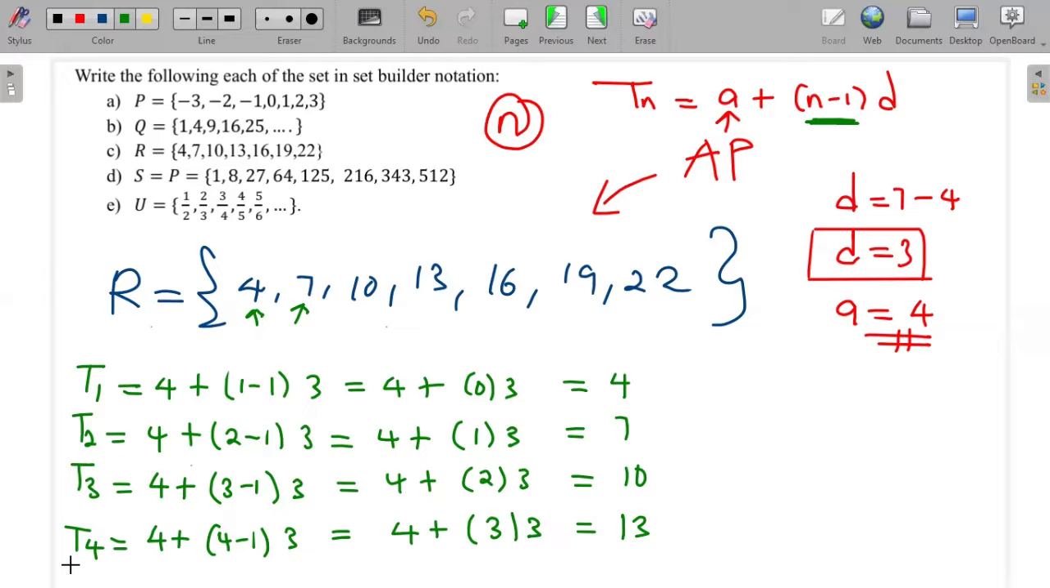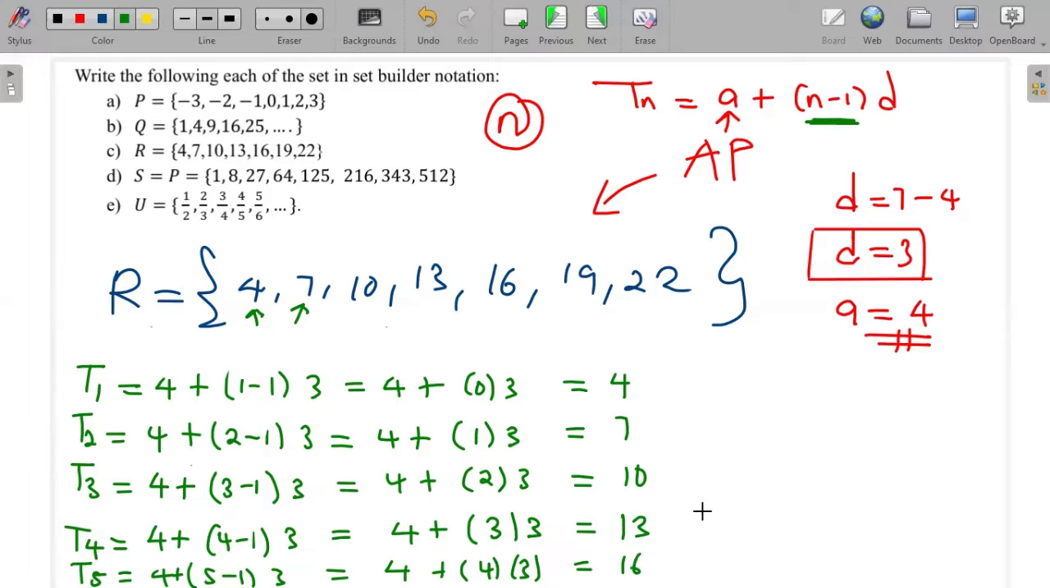Okay. What about the fifth one there with 16? So it was 4 and then plus 5 minus 1 multiplied by 3. So that will just be 4 plus 4 multiplied by 3. And then this will be 4 multiplied by 3, that is 12, plus 4, I get my 16.